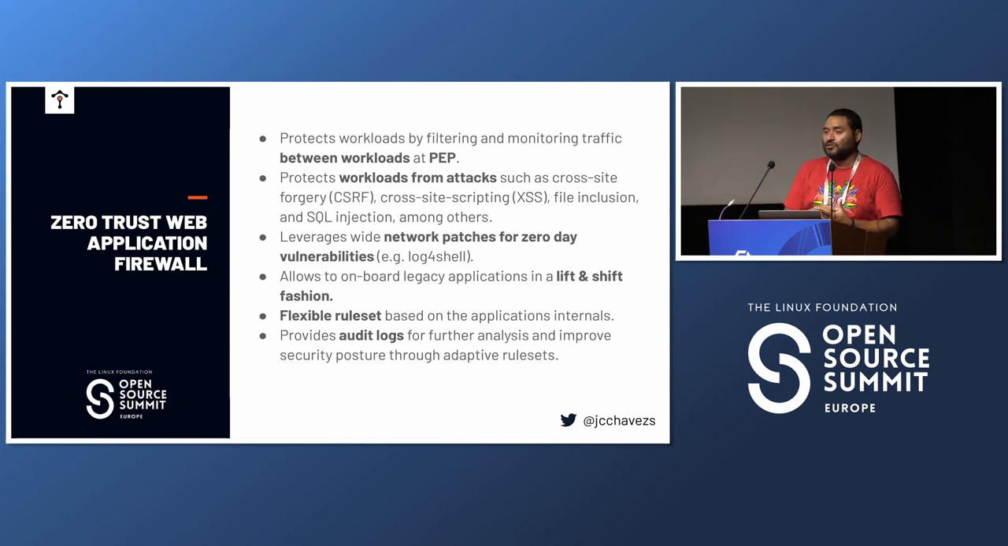Well, first it should protect workloads by filtering and monitoring traffic within workloads at the policy enforcement point. Then it should protect workloads from attacks from the outside, like cross-site request forgery, cross-site scripting, as I said, file inclusion, SQL injection, the typical ones. It should leverage network patches for zero-day vulnerabilities, right? Sometimes you know that there is a vulnerability, you don't know how to fix it, or even if you know how to fix it, the vulnerability is fixed in the library, that library is fixed in the consumer, and so on, until it gets to your system. It's a long path, right? So you can't just say tomorrow it's going to be fixed or merged. And that's why with WAF you can deploy and patch your network, basically.